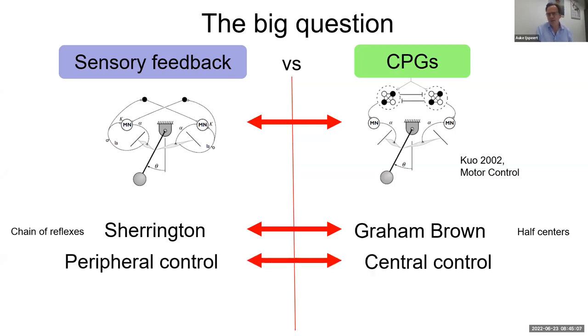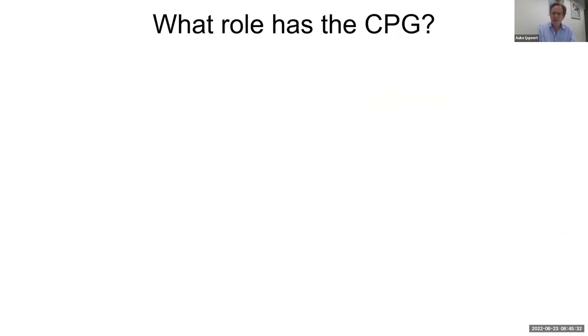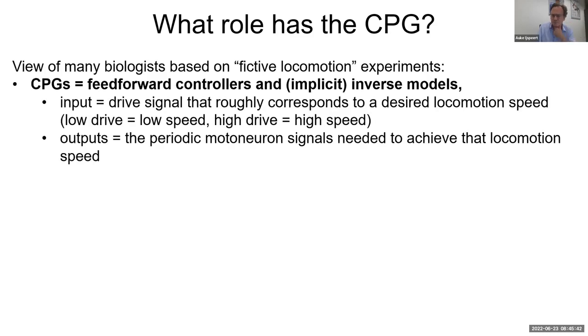And interestingly, I think it's related to seeing motion as being under the control of the peripheral nervous system or the central nervous system, or loosely termed, being more feedback driven or more feedforward driven. Even if I agree with Noah that CPGs are not purely feedforward, they have a feedforward flavor, obviously. And just to document that a bit more, I think most people in the CPG community would say that CPGs are a bit like feedforward controllers.